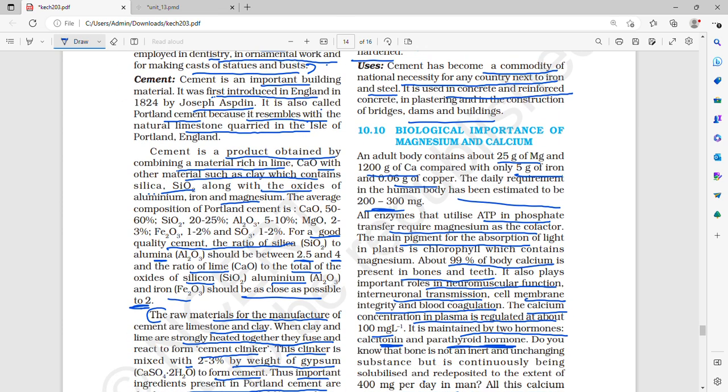Cement is an important building material. It was first introduced in England in 1824 by Joseph Aspdin. It is also called Portland cement. Why is it called Portland cement? Because it resembles the natural limestone quarried in the Isle of Portland, England.